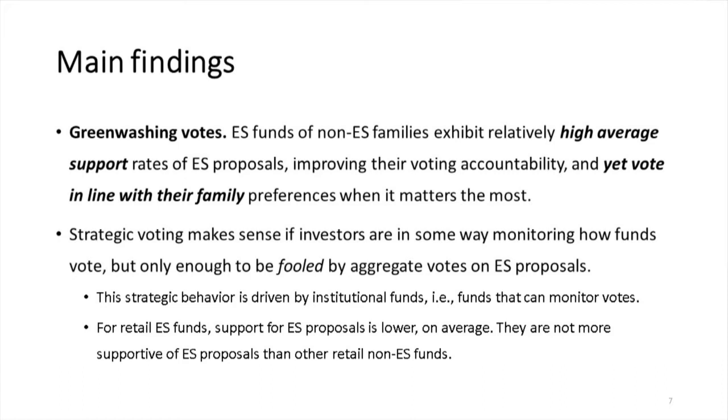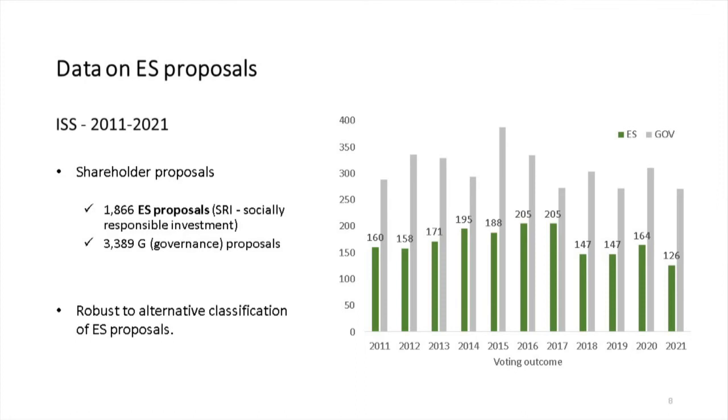What happens for retail funds? Actually, for retail funds, there is no differential support for ES proposals, for ES funds. So they don't bother voting strategically because they know that the retail investors are not able to monitor votes. Part of the reason why is because of how the votes are disclosed, and I will go into the detail later on. So the data that we are going to use is from ISS from 2011 to 2021.